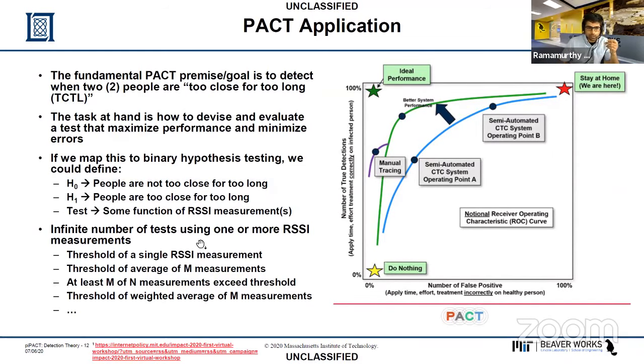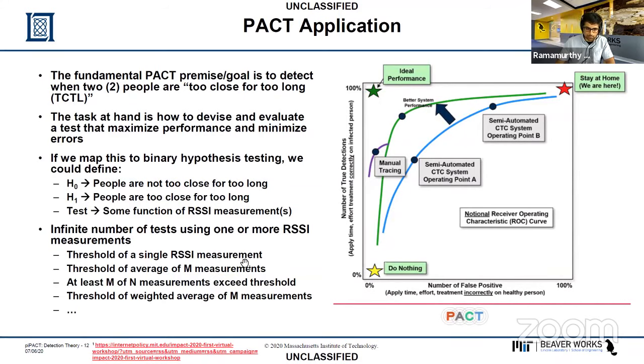All right, and we can map this to a binary hypothesis test, where H0 is people are not too close for too long, and H1 is people are too close for too long. The test is some function of our RSSI measurements, and that's a lot of the research being done. There are so many different types of tests you can do. Again, we talked about a few of these.